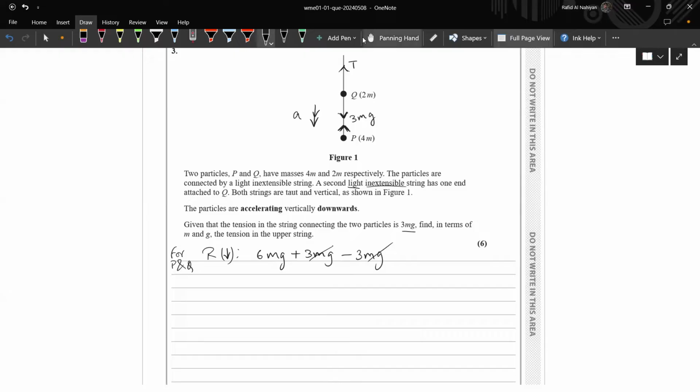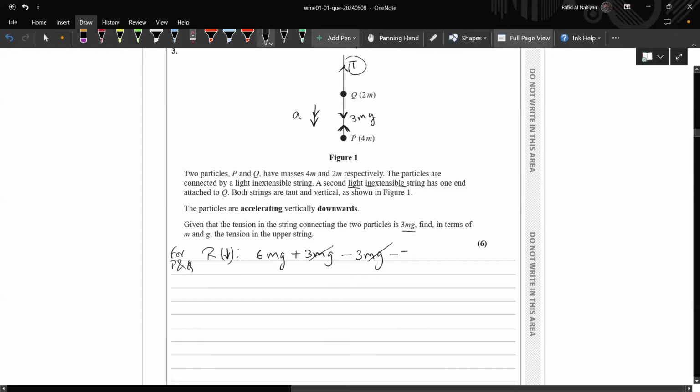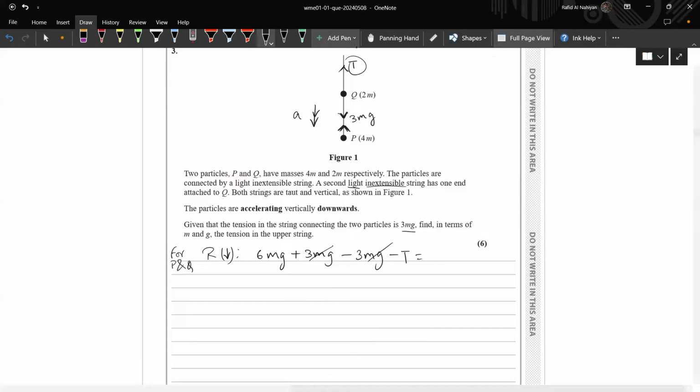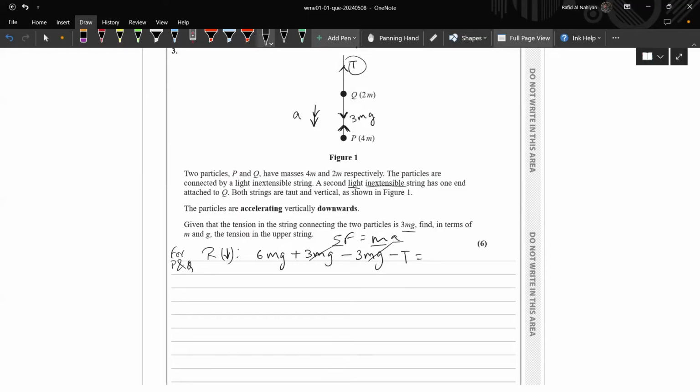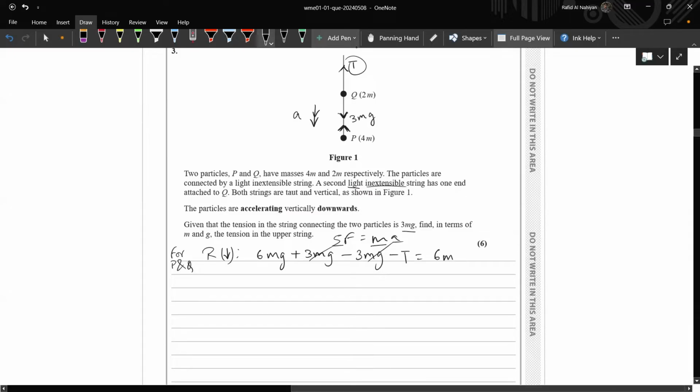Then I could actually get this tension right here, which is T. I'm just going to write down minus T. This is the opposing force. And so this is the resultant force equal to ma, that formula. So I need the mass and acceleration. Do I know the acceleration? No, I don't. The mass I know is 6m, so 6ma. Fine, so I've got an equation where I can make T the subject. So the tension is going to be 6mg minus 6ma.